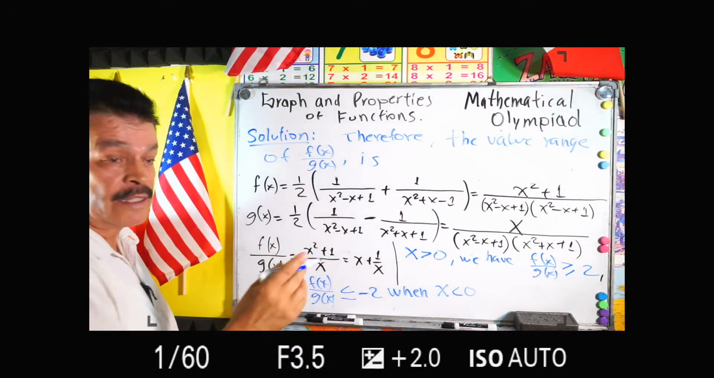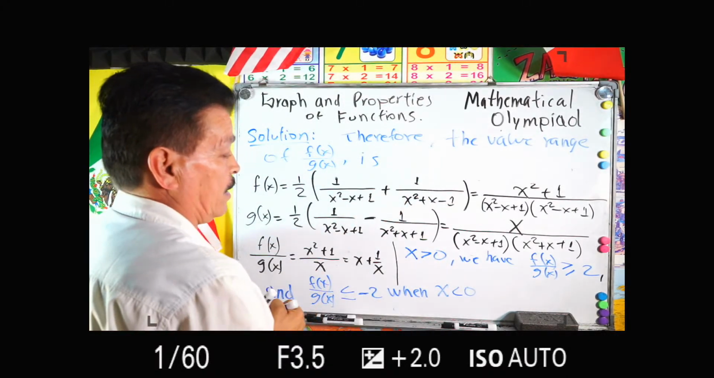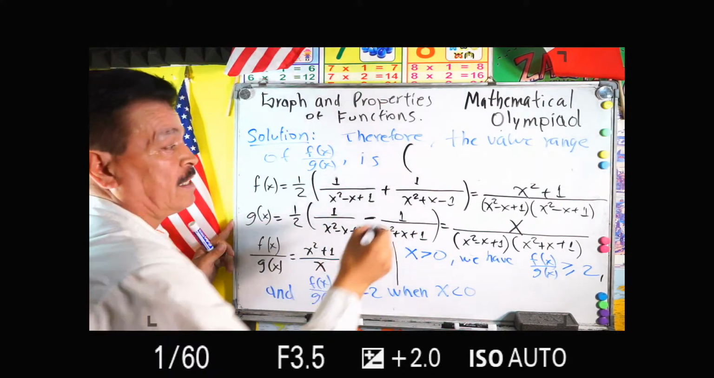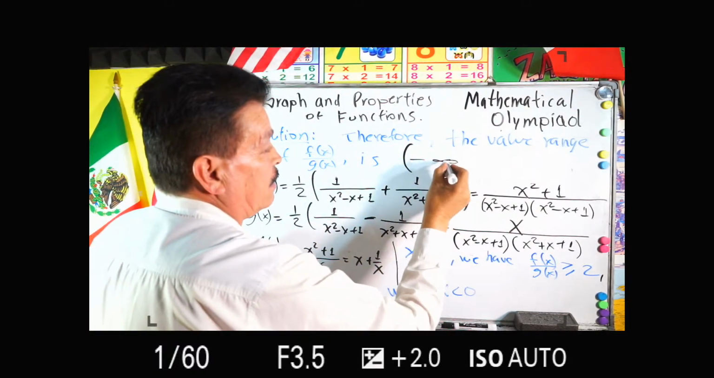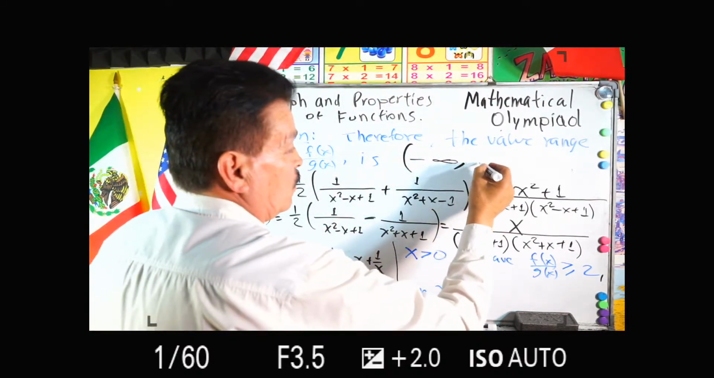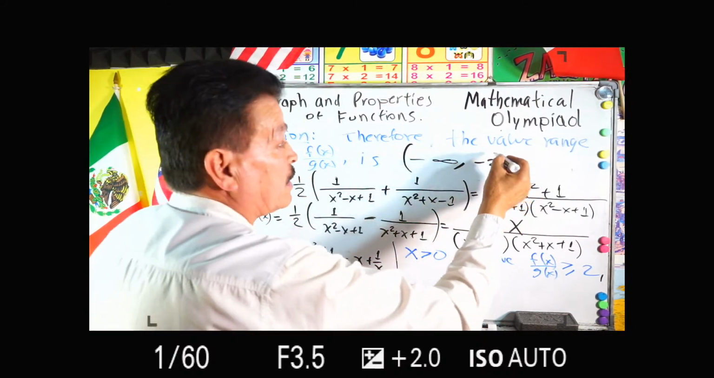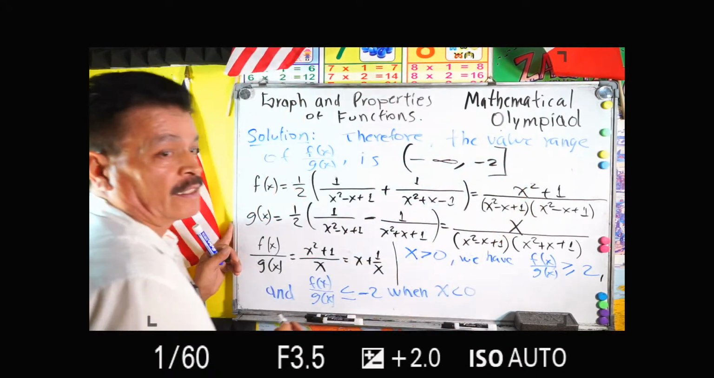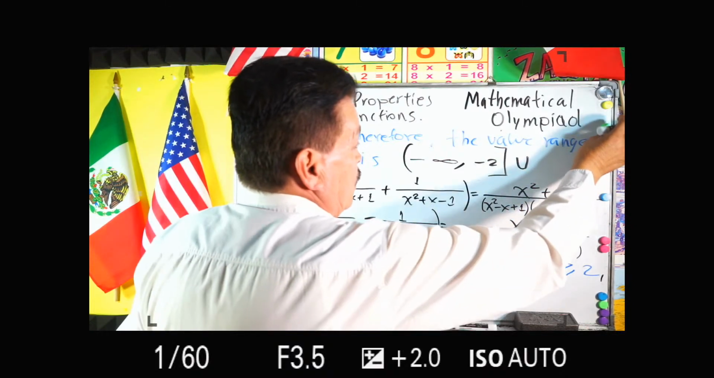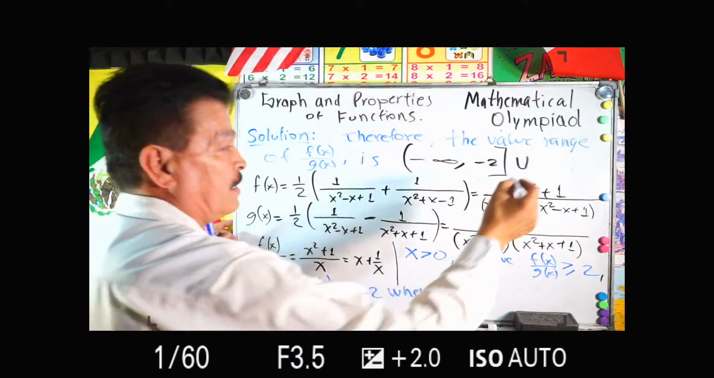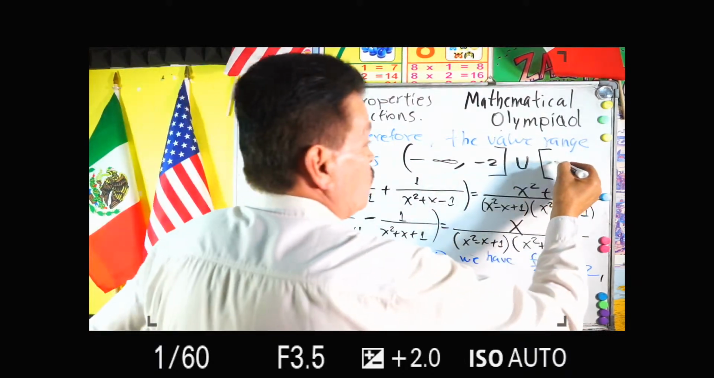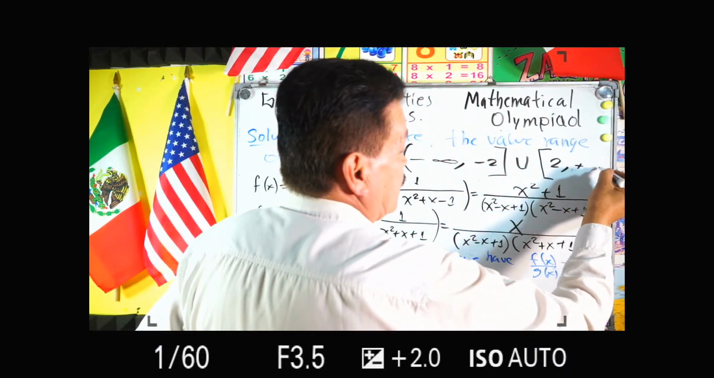The value range is looking this way. We have to write your answer this way. Look at the signs correctly. It is from negative infinity to negative 2, look at the signs like this, and then union with the other part, just write it, 2 comma plus infinity.